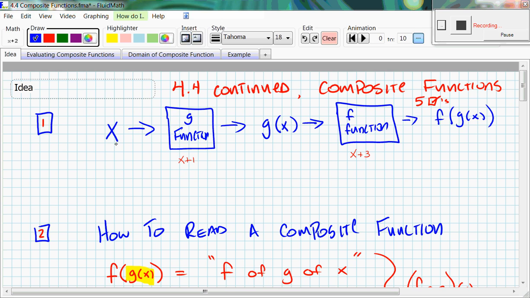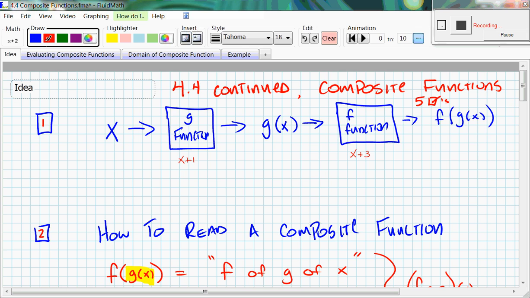And you take that domain value and you plug it into the g function, okay? Then you would expect g of x to come out. Then, if you take g of x and plug it into the f function, you would get the composite f of g of x. So here's an example, right?